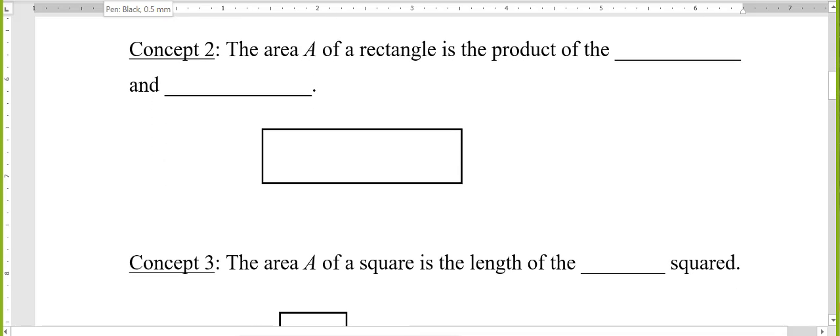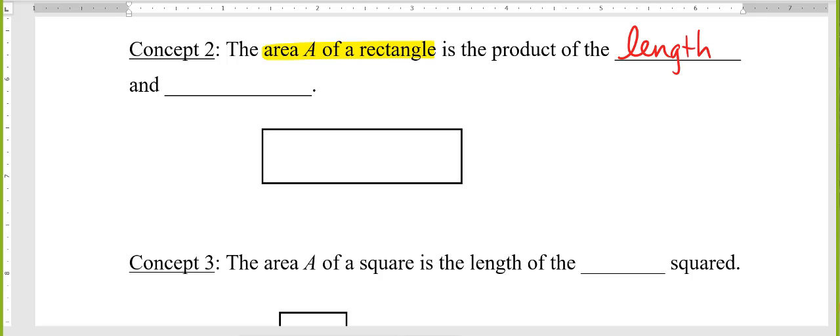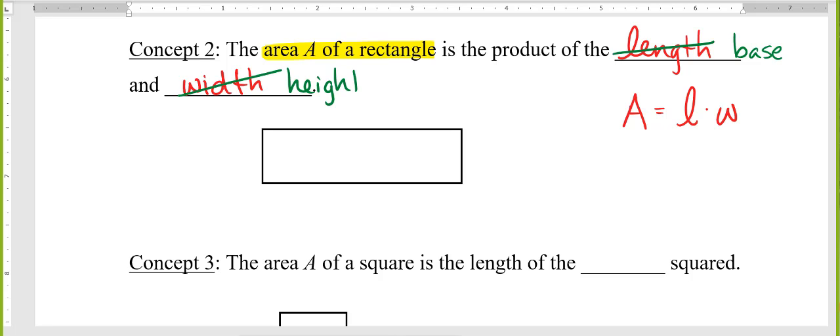Okay, let's talk about a new concept. How do we find the area of a rectangle? Your book uses the vocabulary words that it's the product of the length and width. If you want to use the formula A equals length times width, I've also seen it in a lot of textbooks. Instead of saying length times width, they say base times height. So they say area equals base times height. Either formula works. This is the base, this is the height.